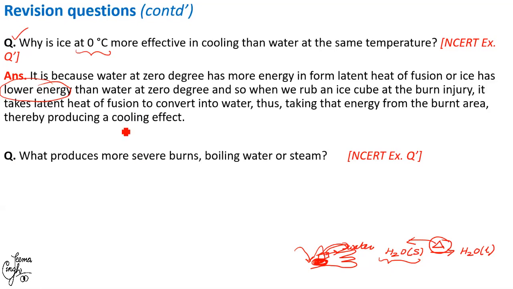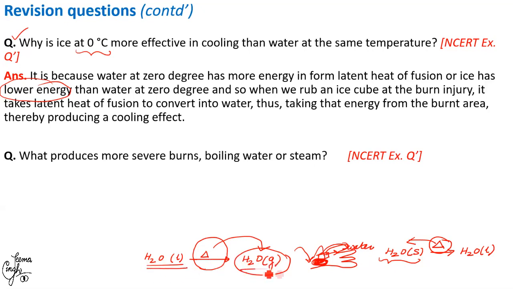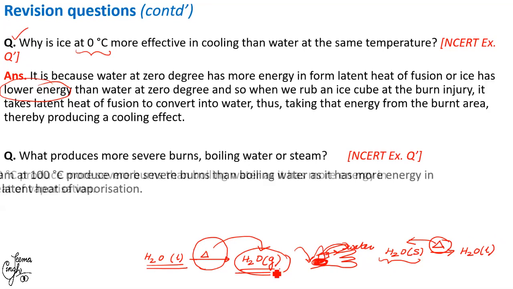Moving on to the last question: what produces more severe burns, boiling water or steam? Again, let us understand in a similar manner. We have water in liquid form. When you supply heat, it will convert into gaseous form or steam. And this heat is known as latent heat of vaporization. So your gaseous form has more energy in the form of latent heat of vaporization as compared to liquid water, and thus steam will produce more severe burns.